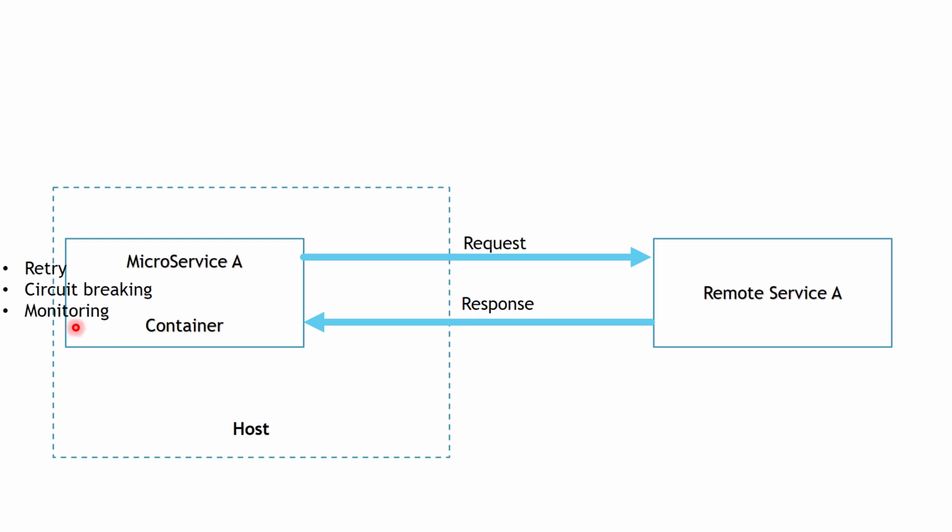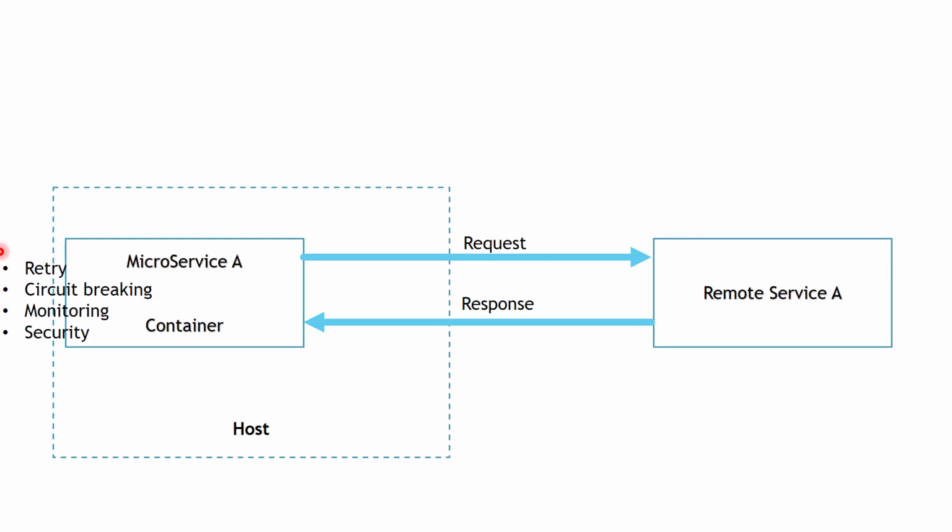Moving to monitoring, we should implement logging and monitoring for our microservice A to see what requests we are sending to the remote service and what responses we are receiving from it. Finally, we have security, including all security headers, encryption, and SSL that need to be implemented to secure the way microservice A communicates with the remote service A. So these are the different features we need to keep in mind when we create a remote service call.